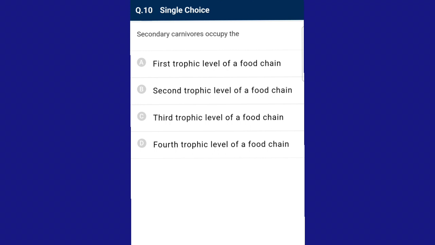Question number 10. Secondary carnivores occupy fourth trophic level of food chain. Producers are the first trophic level, primary consumers, herbivores, are the second trophic level, secondary consumers or primary carnivores are the third trophic level, whereas tertiary consumers or secondary carnivores, scavengers, are at the fourth trophic level. So the answer is option D.